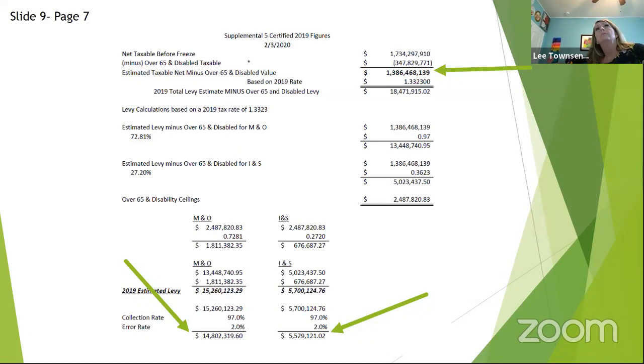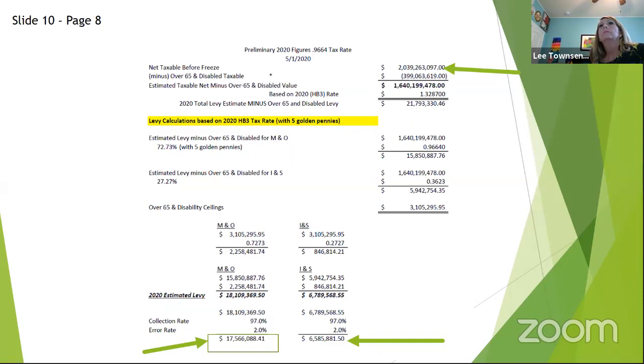Slide 9 or page 7 of your documentation is the 2019 tax estimate used from the 2019 certified and supplemental figures. 14,802,319 is a good estimate. We're roughly at about 97% collected to date. We post the collections for July and August back to June because we use the modified accounting rule. So this is the process we use when we take the appraisal district's information and we apply our tax rate to it.